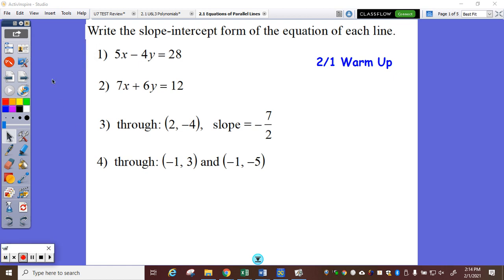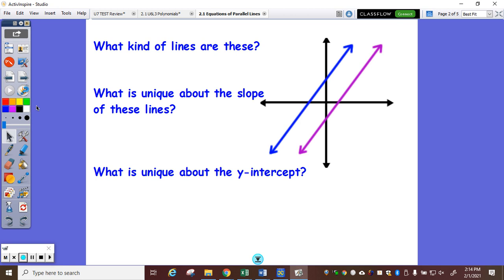All right, so what kind of lines are these? What kind of lines are these? Starts with a P. All right, so they're parallel lines.